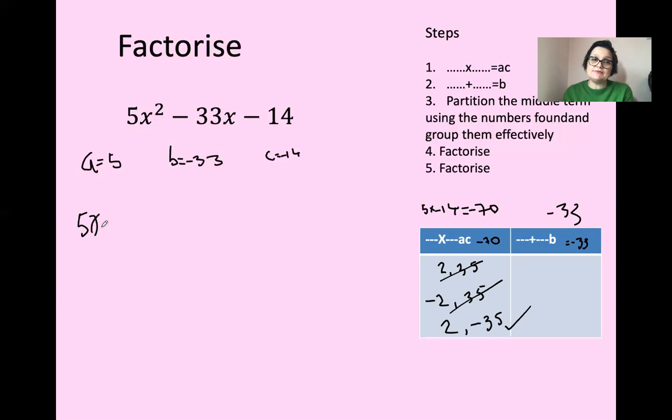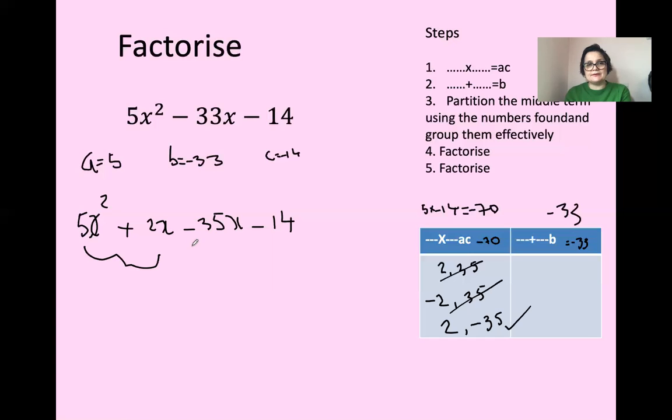5x to the power of 2, so leave the first term exactly as it is. Now, instead of writing minus 33x, you put plus 2x, minus 35x. You see? And then write the c exactly as it is, minus 14. Now, plus 2x minus 35x, and then in your head, plus 2x minus 35x make minus 33x. And as I said previously, it doesn't matter what order these two are.